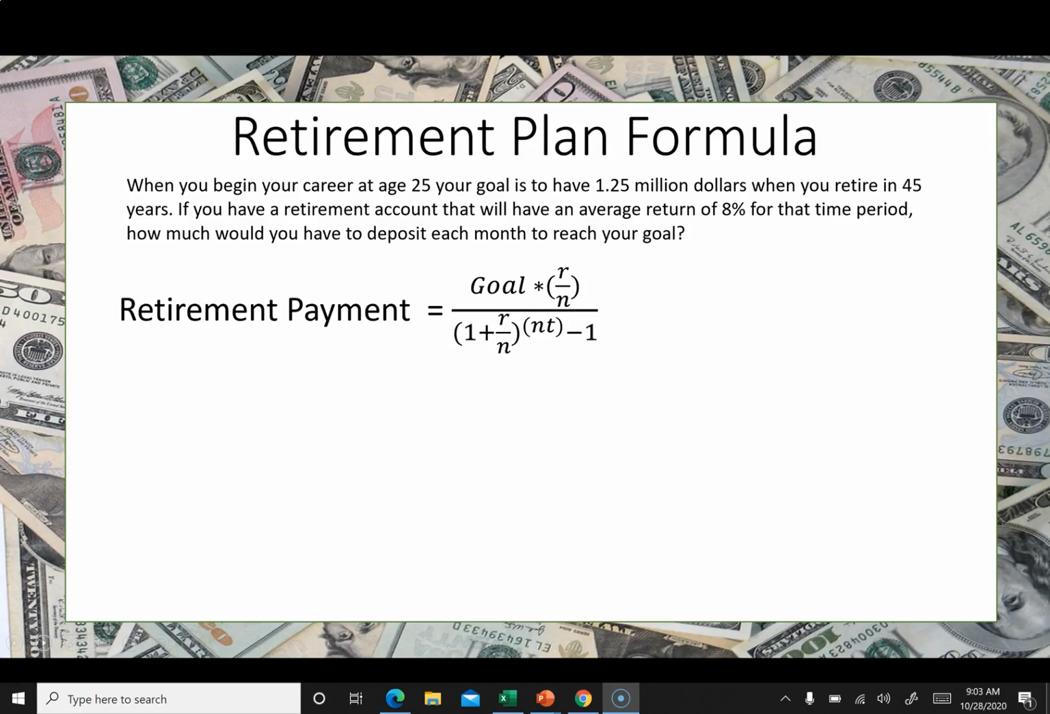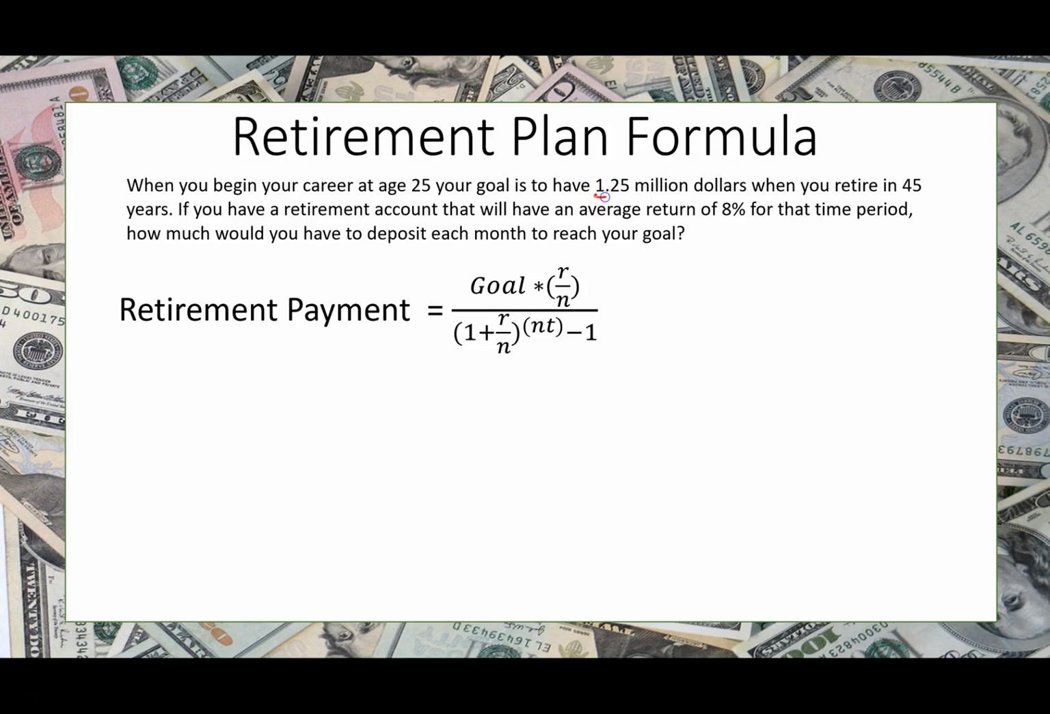Let's talk about the retirement plan formula. This formula is used when you're trying to figure out how much you need to pay per month to reach your retirement goal, right? In this case, you're trying to have a goal of $1.25 million in your bank account when you retire. So you're trying to figure out how much do I have to give per month to be at that place.